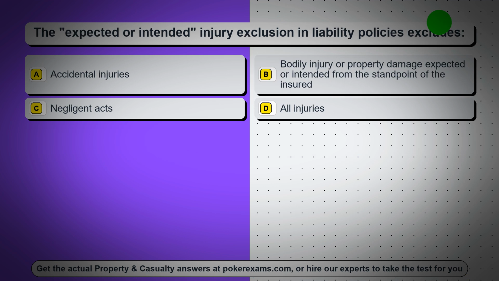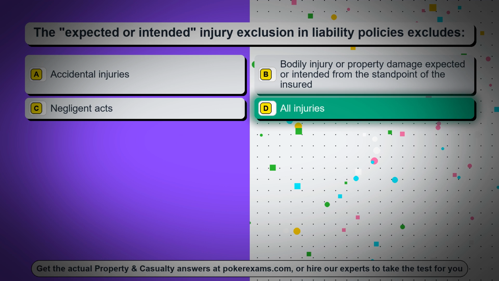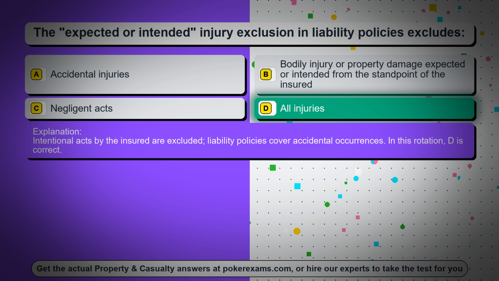Question 43. The expected or intended injury exclusion in liability policies excludes, option A, accidental injuries. Option B, bodily injury or property damage expected or intended from the standpoint of the insured. Option C, negligent acts. Option D, all injuries. The correct answer is option D, all injuries. Intentional acts by the insured are excluded. Liability policies cover accidental occurrences. In this rotation, D is correct.